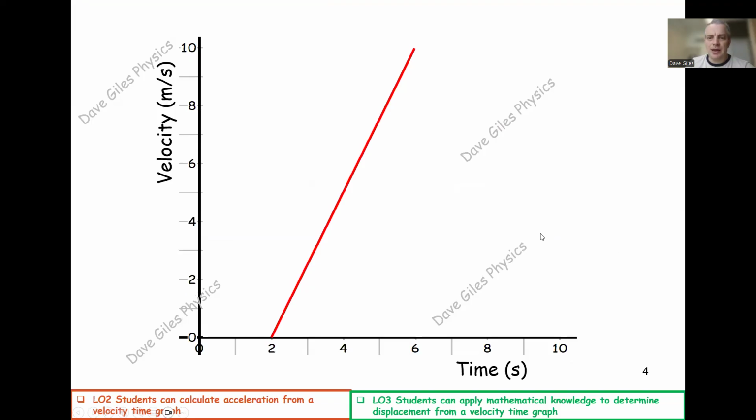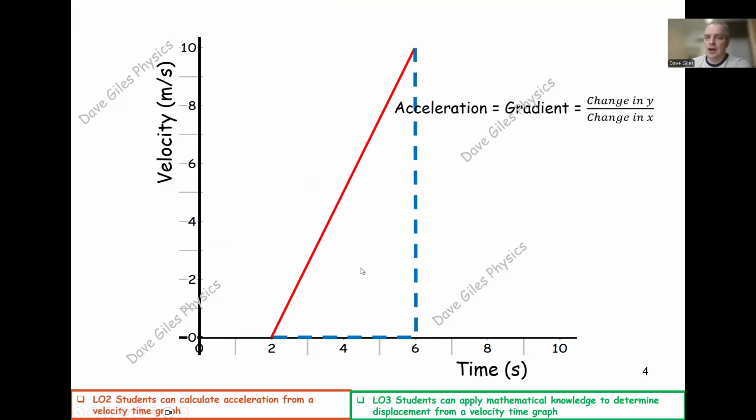The next one here is an object which is accelerating. So we'll work out the acceleration here. So it's the gradient, change in y divided by change in x. So I've drawn my triangle. The change in y is 10 meters per second. The change in x is 4 seconds. So the acceleration is 10 over 4, or 2.5 meters per second squared.